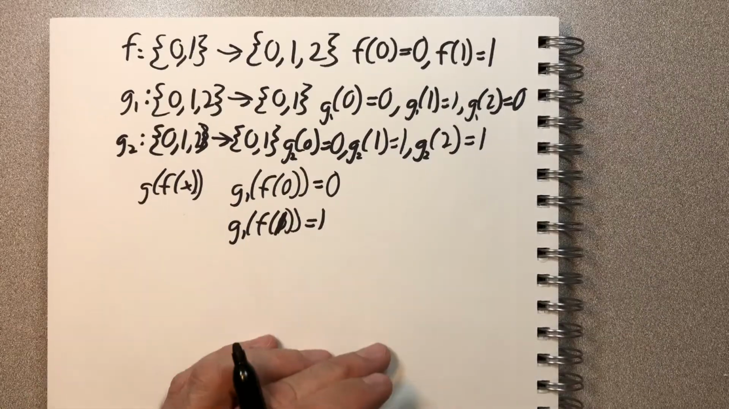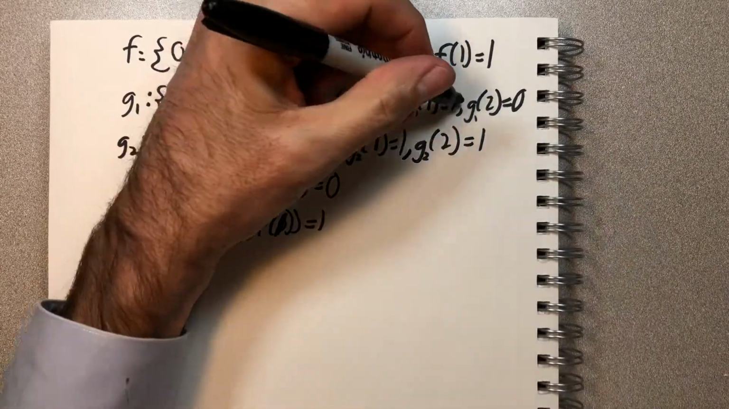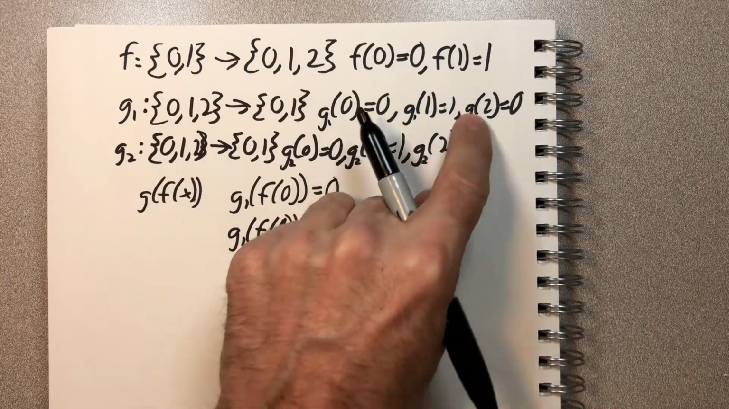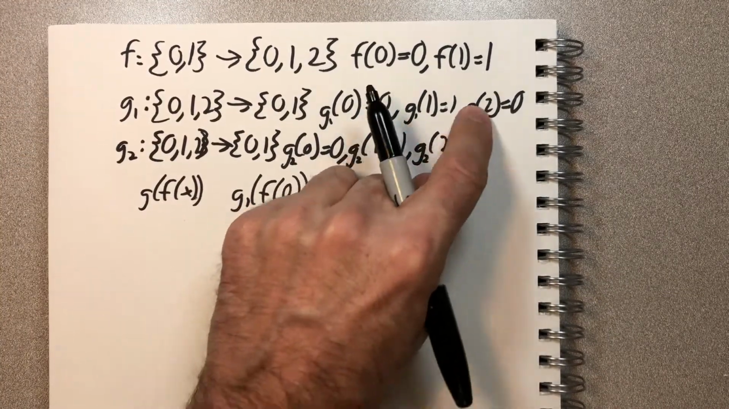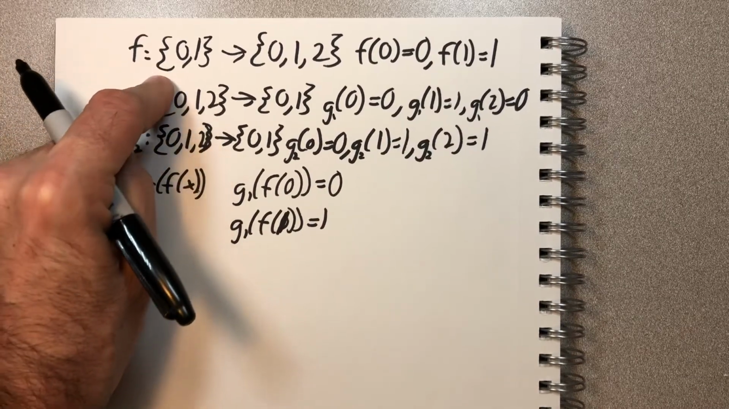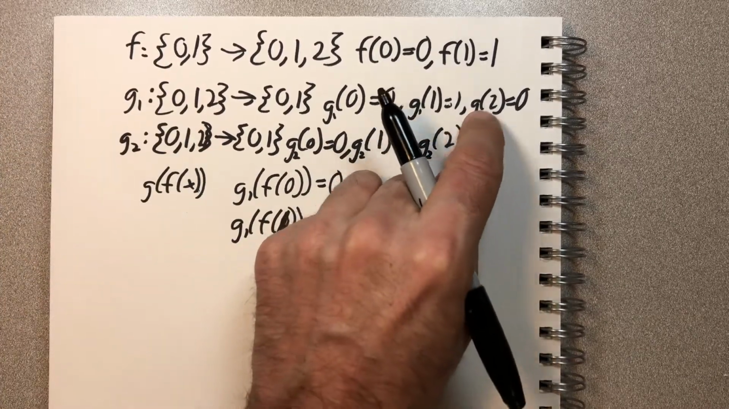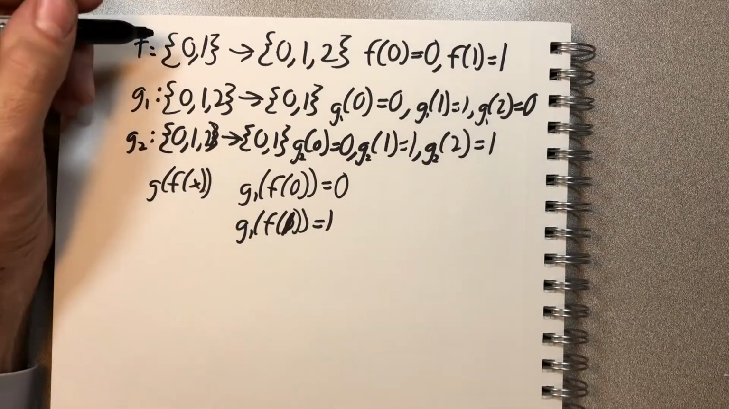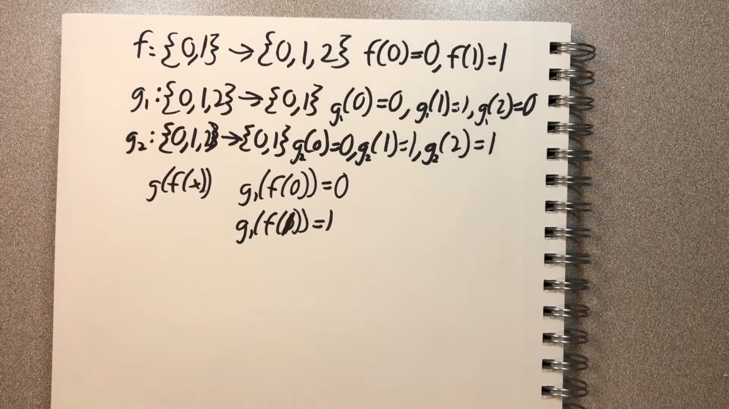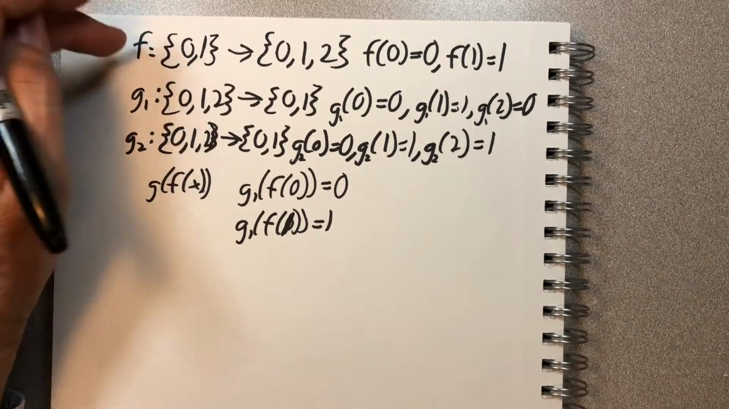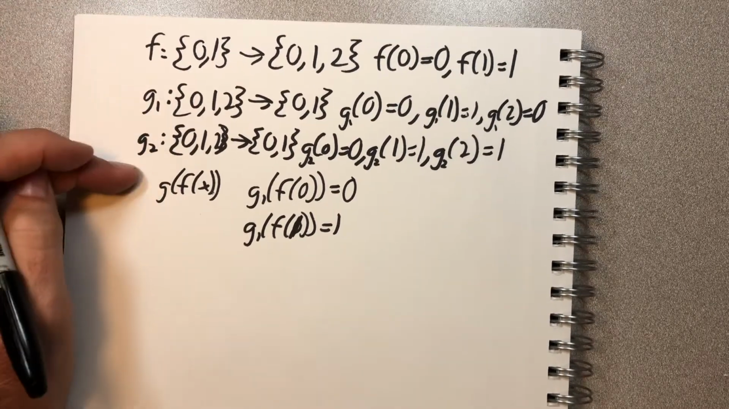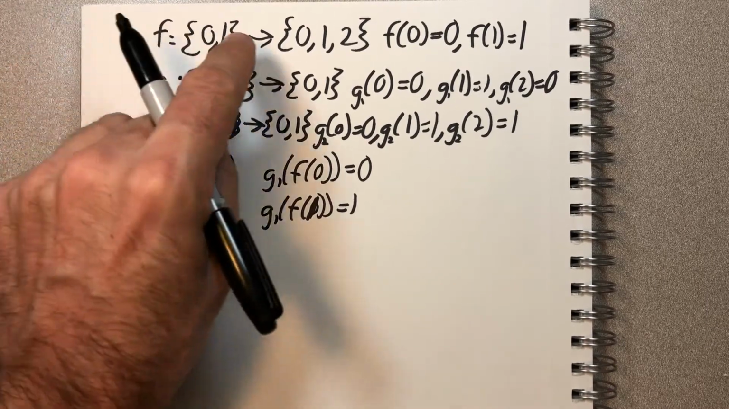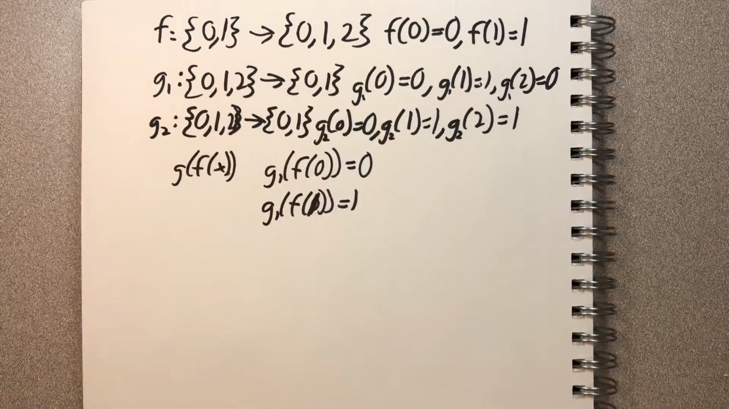So in both cases, the fact that g1 and g2 are different, they're only different for the number 2, but this is irrelevant to f. So the fact that g2 of 2 goes to 1 and g1 of 2 goes to 0 isn't important for f's left inverse. So it is possible to have a function that has two left inverses. The way that's possible is that f is not surjective, right?